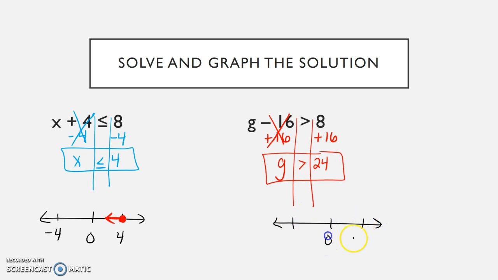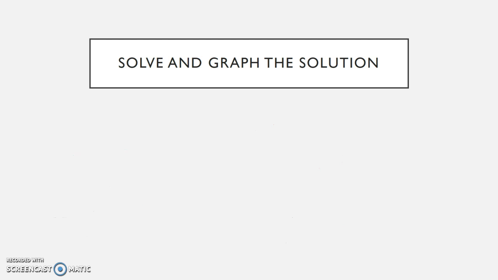So I'm going to have 0, 24 to the right, negative 24 to the left. Here, g has to be greater than 24. G cannot equal 24, so I'm going to keep that circle open. And then numbers that are greater than 24 are to the right. So let's go ahead and continue on with solving and graphing.